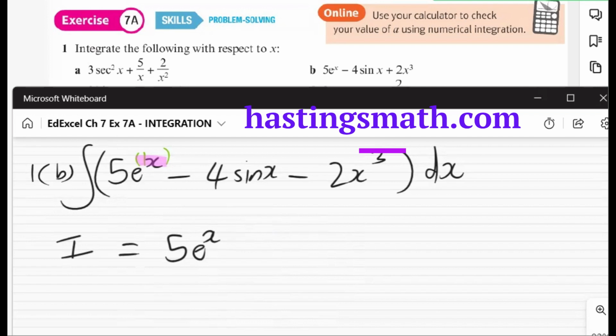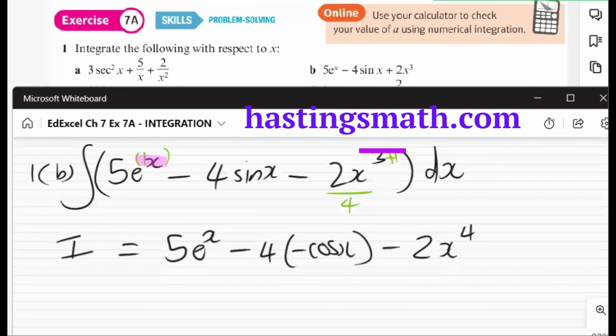The second term is minus 4 sine x. Well, sine x goes to negative cos x. When you're integrating, sine x goes to negative cos x. So just to see the middle step there. And for the third term, we can just do our usual plus 1 and divide by the new power, 3 plus 1, which is 4. So I'll put the middle step in with 2x^4 over 4.